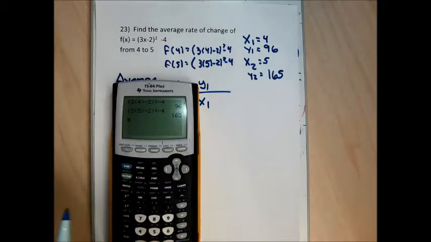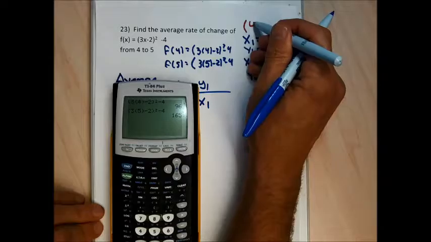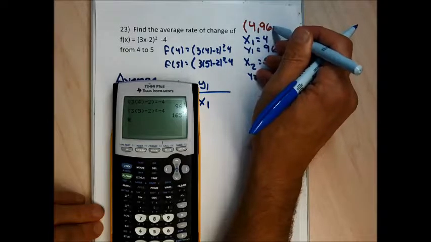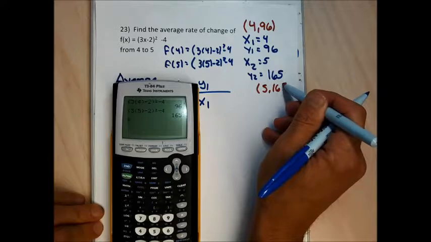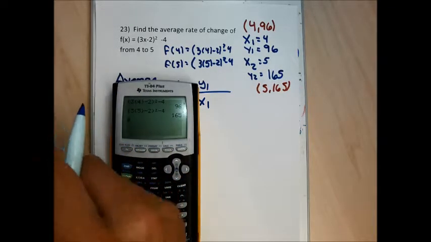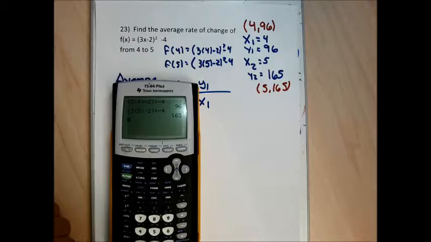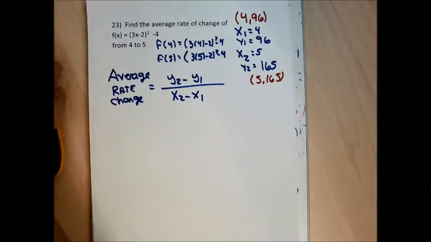What I've done right here is created 2 points. I've created the point 4, 96, which is the x1, y1, and 5, 165, which is the x2, y2. That's right. Now I'm going to find the average rate of change.